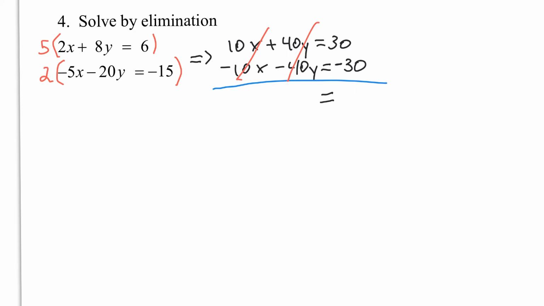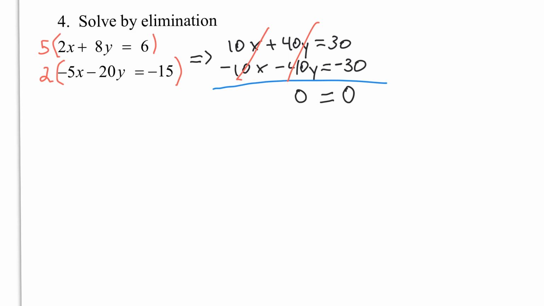And when everything cancels on one side, it's not going to be empty. It's going to be 0. Everything cancels. 40 minus 40 is 0. 10 minus 10 is 0. But look on the other side. 30 minus 30, 0. Hey, this is a special case. The two variables cancel. There's no more x. There's no more y.